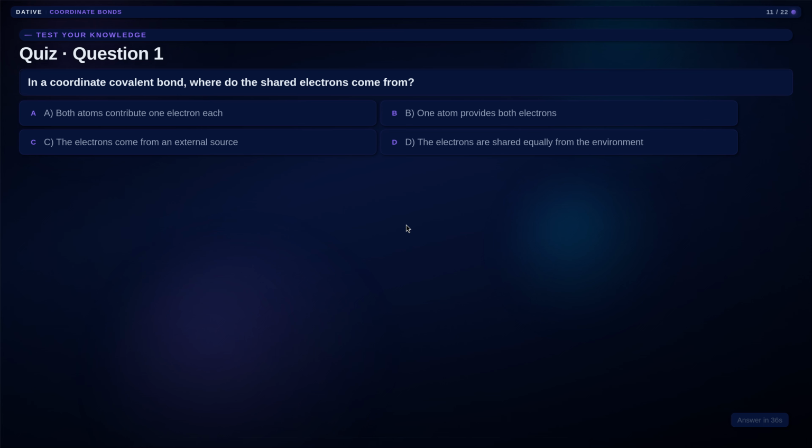Quiz question 1. In a coordinate covalent bond, where do the shared electrons come from? Option A, both atoms contribute one electron each. Option B, one atom provides both electrons. Option C, the electrons come from an external source. Option D, the electrons are shared equally from the environment. Take a moment to think about this. The answer will appear shortly.